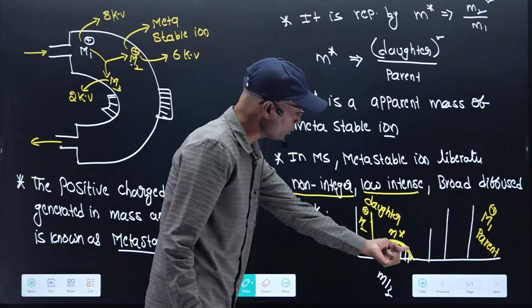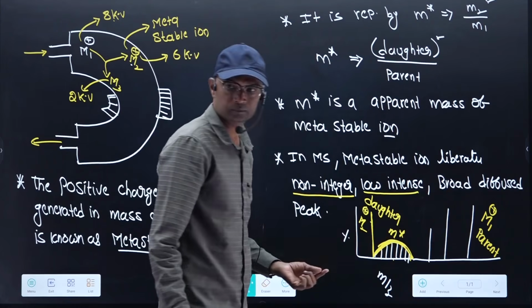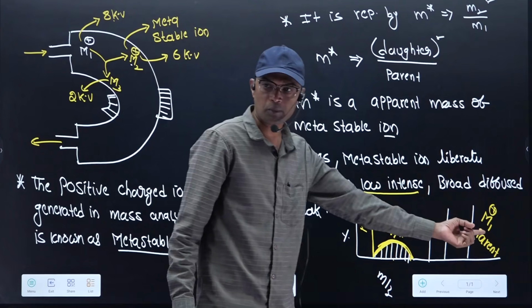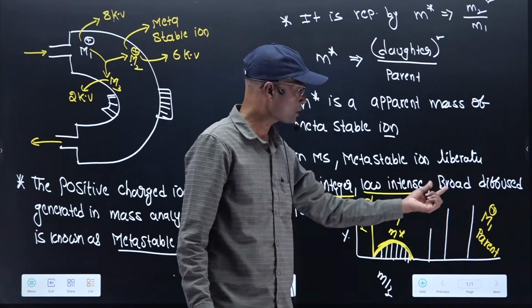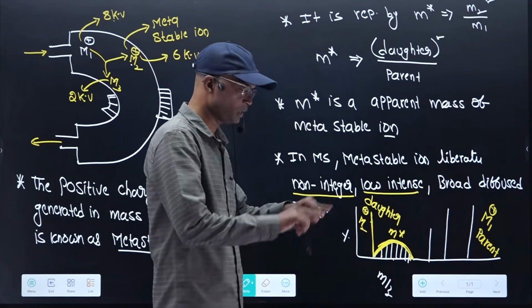This is always low intensity. It is not a sharp line. See, these are all sharp lines or not? But here this becomes a broad line. So I can say it is a broad diffused peak. It will be diffused.